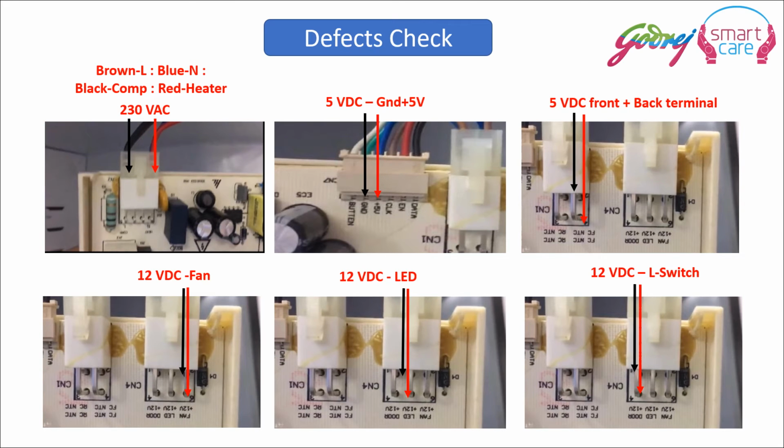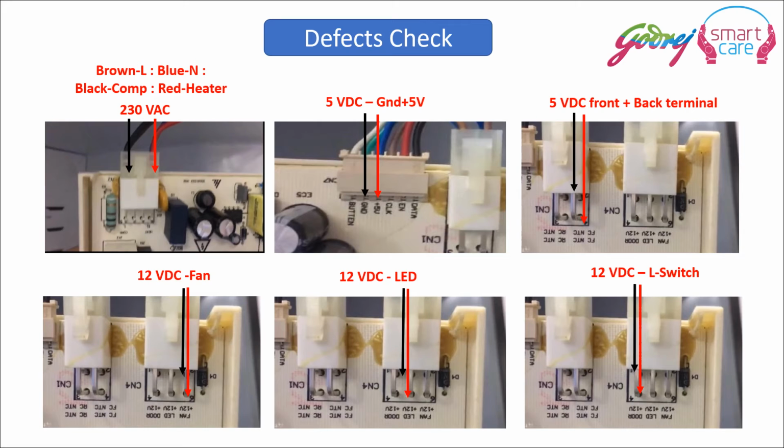So here are the various connectors of the spin PCB from where we can check the different outgoing voltages from the main PCB. The first connector is the main incoming 8-pin connector, where brown and blue wires give the phase and the neutral incoming. A black wire goes out from this connector to the compressor, which gives the phase 230 volt, and a red wire goes out from this connector to the heater, which gives a phase of 230 volt to the heater.